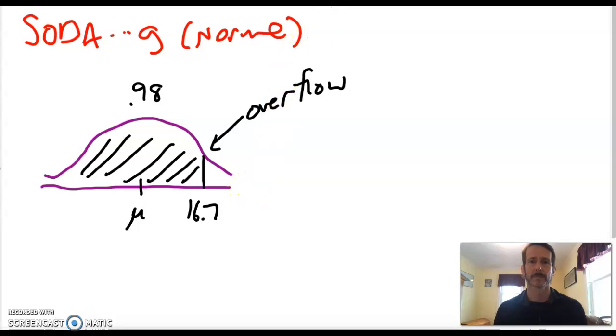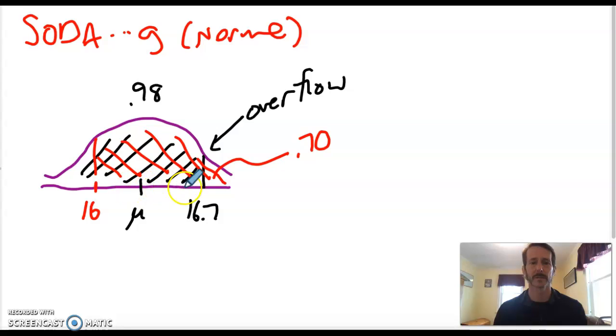All right, so moving on. That's the first part that they gave me. Then it says 70% will have more than 16 ounces. Okay, so I don't really know what the mean is because that's what we're solving for, but I know if 70% have more than 16 ounces, that 16 ounces has to be over here somewhere. I don't know where exactly in relation to the mean, but it has to be to the left because that's telling me that all of this area in red is 0.7.